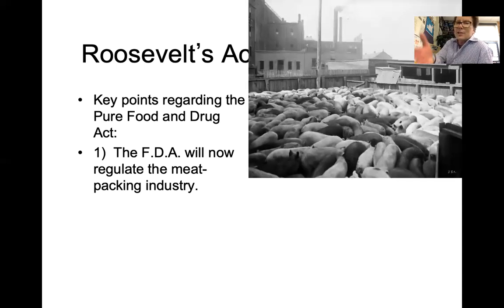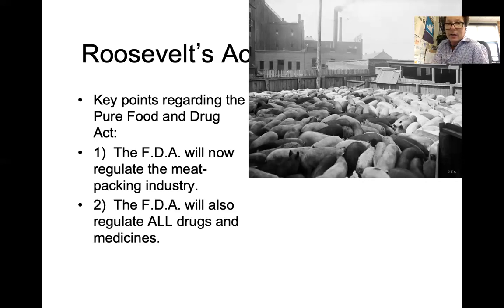So if you direct your attention to the overhead screen, things like more humane treatment of the animals. It's still not great, but it's a lot better now, the way animals are treated when prepared for the slaughterhouses, if you will. It's better, and it's better because of Roosevelt and the Pure Food and Drug Act under the auspices of the FDA, the Food and Drug Administration. But here's another point, number two.